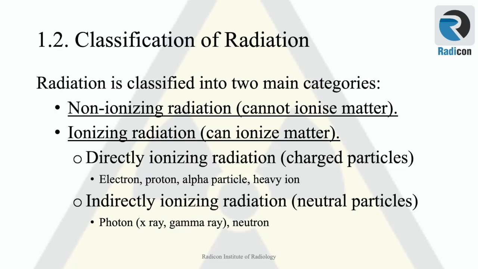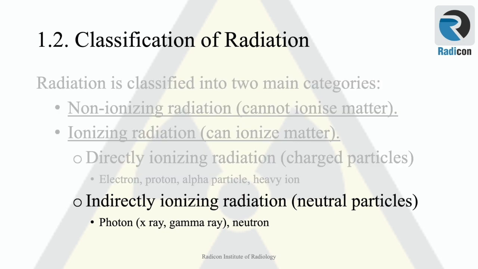Okay, now that you have an idea of electromagnetic radiation and their different types, we can narrow down our discussion to ionizing radiation, which are relevant to our medical or radiology practice. Ionizing radiation are divided into directly ionizing charged particles or indirectly ionizing neutral particles.